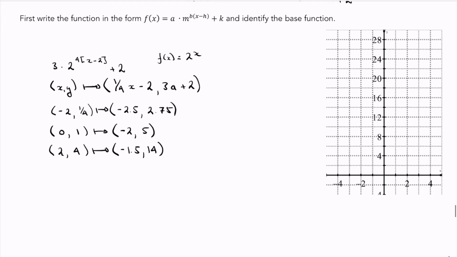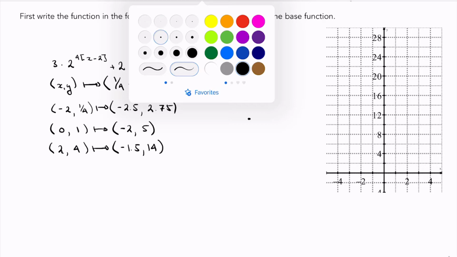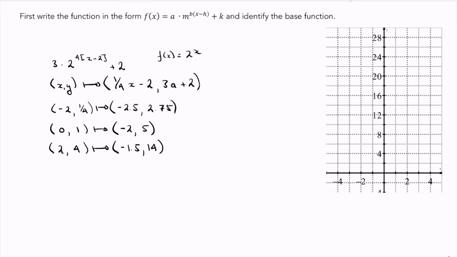Let's now put them into our grid here. The first one, a slightly larger dot, is going to be -2.5 and 2.75. So that'll be roughly over here, let's say. Over here, -2 and 5, which is going to be roughly over here. And finally, -1.5 and 14, so roughly over here. And I think we kind of get the idea what this graph is going to look like.